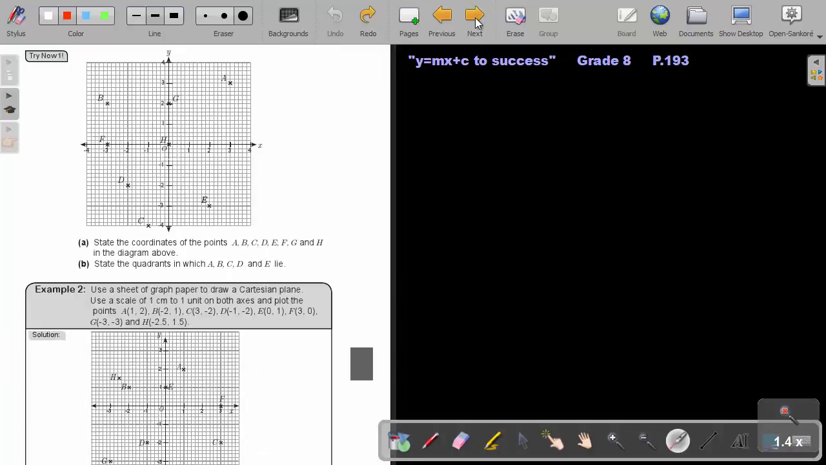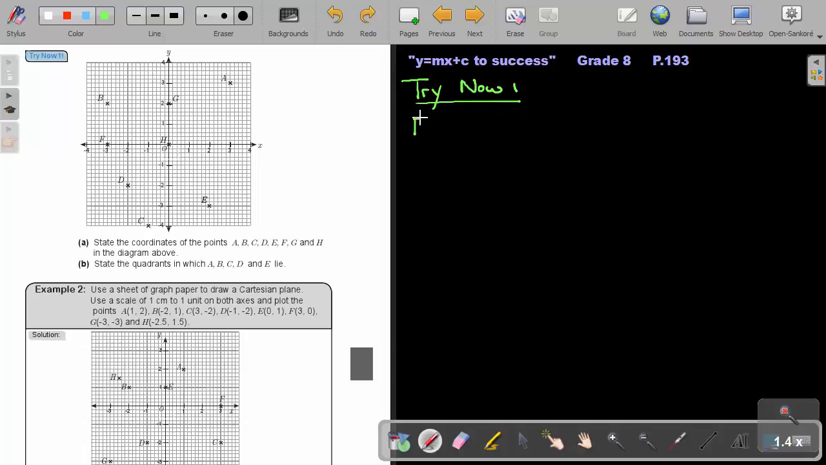Okay, let's look at an example. I want you to stop the video and I want you to do try now 1. And as soon as you finish with the question, you can continue with the video. Okay, let's do try now 1. State the coordinates of points A, B, C, D, E, F, G, and H.